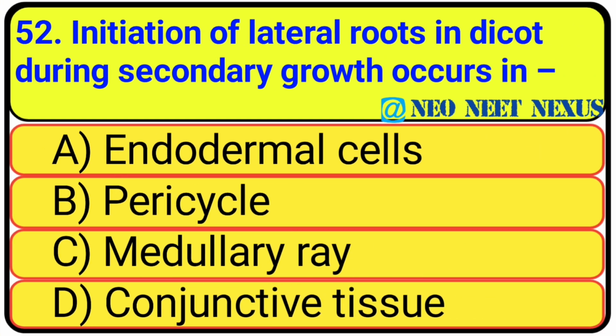Next, initiation of lateral roots in dicot during secondary growth occurs in A. endodermal cells, B. pericycle, C. medullary ray, D. conjunctive tissue. Correct answer is option B, pericycle.